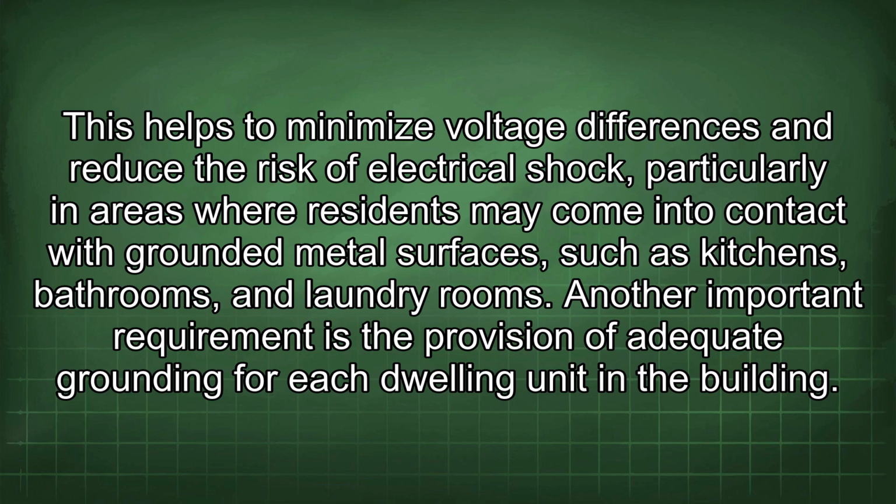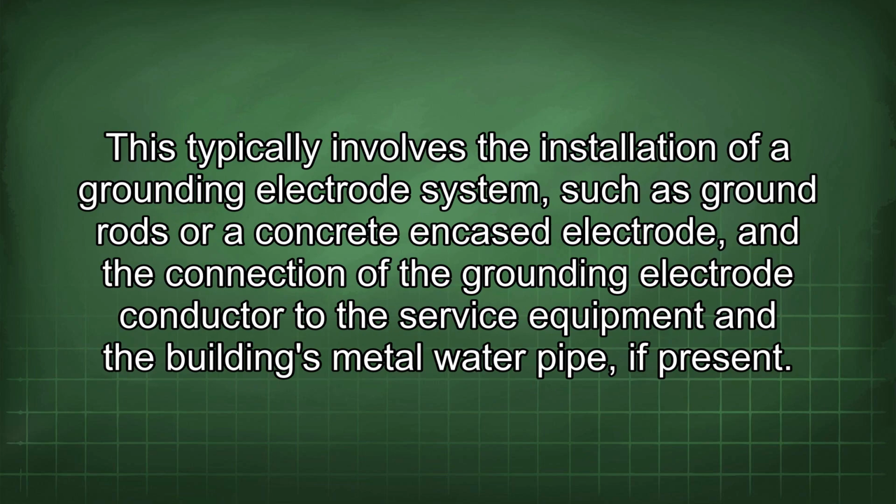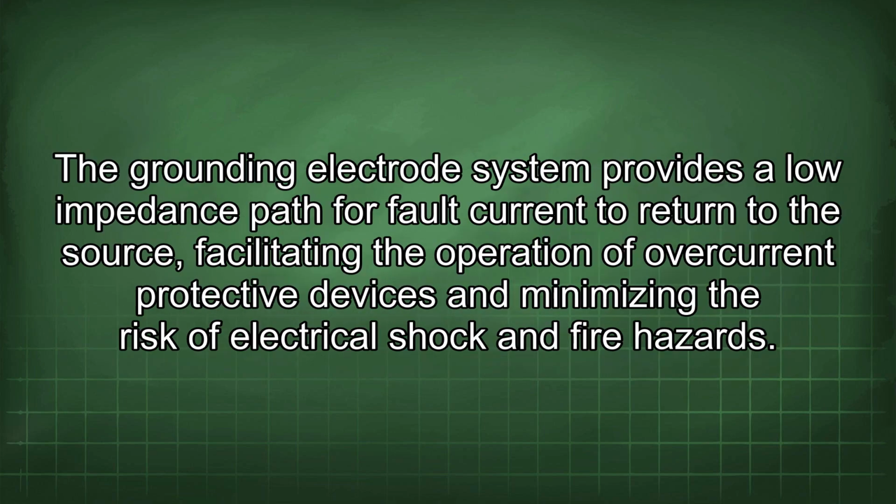Another important requirement is the provision of adequate grounding for each dwelling unit in the building. This typically involves the installation of a grounding electrode system such as ground rods or a concrete encased electrode, and the connection of the grounding electrode conductor to the service equipment and the building's metal water pipe if present. The grounding electrode system provides a lower impedance path for fault current to return to the source, facilitating the operation of overcurrent protective devices and minimizing the risk of electrical shock and fire hazards.